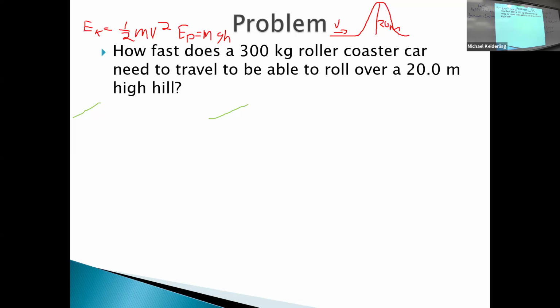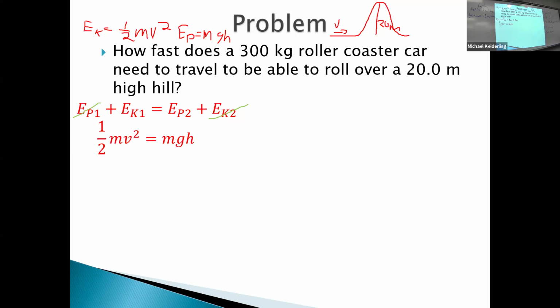Now, obviously, in practice, you'd like it to be going faster than that number because you want to make sure it gets over the hill without any trouble, and it doesn't get slowed down by friction or something. But in this case, you start with only kinetic energy, you end with only potential energy. But the given information is about the end. You're working backwards.